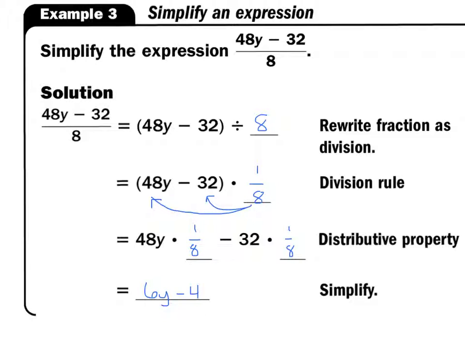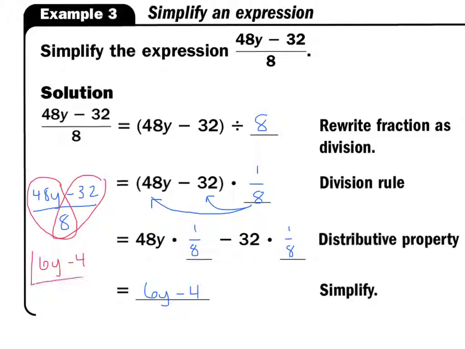Another way to look at this problem is to split it up the way it's already written. We're going to look at the 48y divided by 8 and the negative 32 divided by 8. 48 divided by 8 is 6y, and negative 32 divided by 8 is negative 4. And so you have two ways of showing this. One through the distributive property, or one just simply looking at this as two separate fractional parts of a problem.